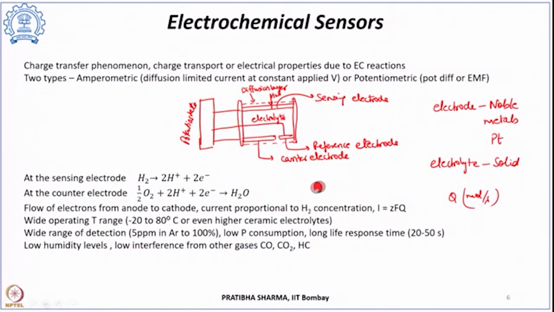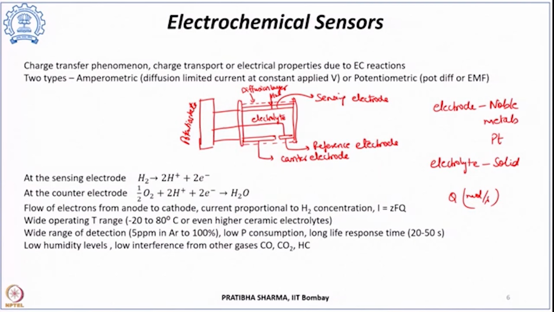Now from here, when we find out the current, that can be used to calibrate and find out the hydrogen concentration in the environment. These types of sensors have a wide operating temperature range, from -20 to 80 degrees centigrade, but the electrolyte should not freeze at this temperature, which we have to take care of. Even very high temperatures could be achieved with these sensors. They can operate at even higher temperatures, and in that case the electrolyte used could be ceramic electrolytes.